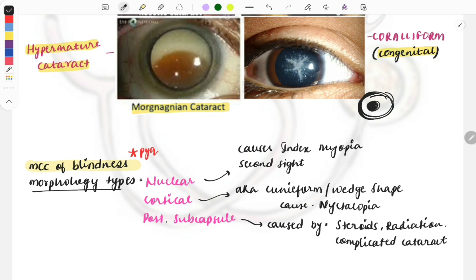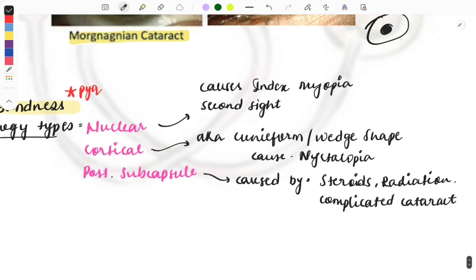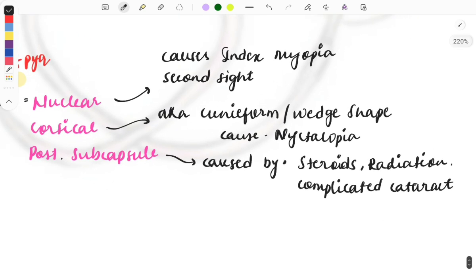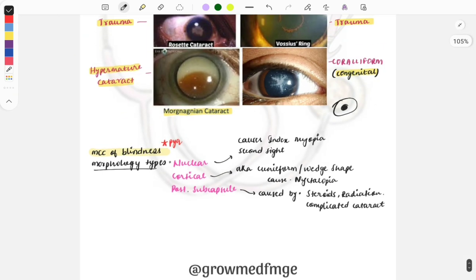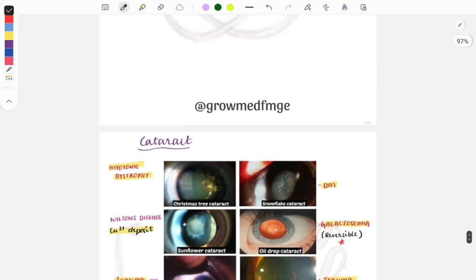And जो ये nuclear है, this will be causing the index myopia and the second sight, and this cortical, also known as the cuneiform or wedge shaped, causes nyctalopia. Posterior subcapsular is caused by various drugs like the steroids. Then radiation also causes posterior subcapsular cataract and complicated cataract. So these are the important points which you must remember from the cataract and the images also.